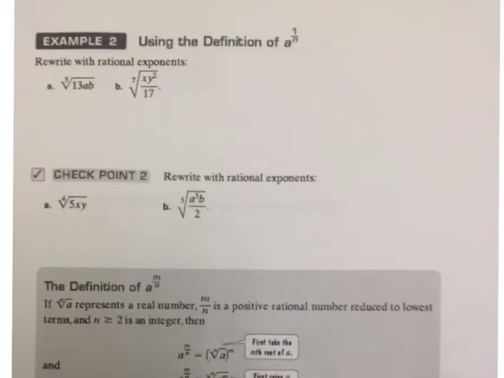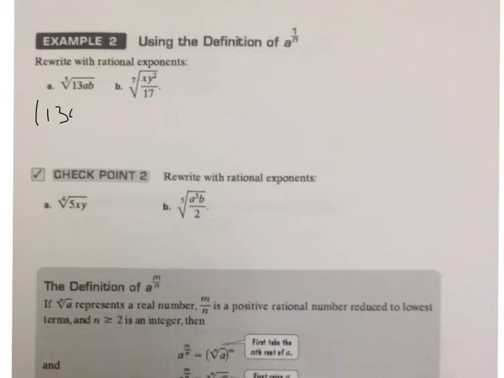Example 2. Now we're going to go in the opposite direction. It says rewrite with rational exponents. So now we've got the radical formation, and we've got to rewrite it with rational exponents. That means put the fraction exponent there. And we don't have to simplify in this one. It doesn't say to. So we just got to rewrite it. And this is a 5 as our root, so that goes on the bottom of the fraction for our rational exponent.